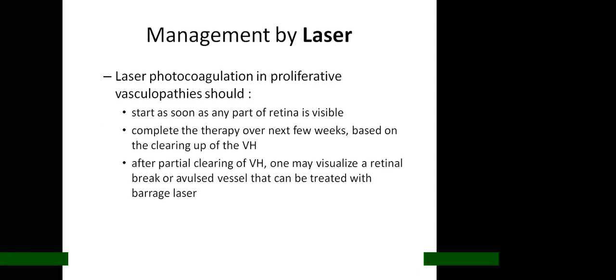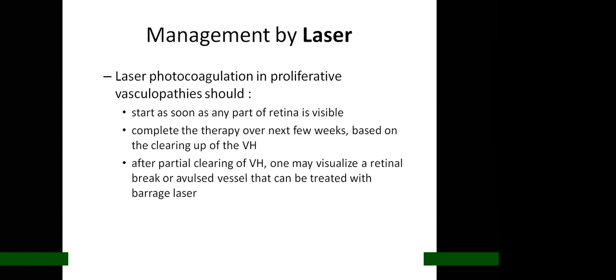So management by laser will be for cases of proliferative vasculopathy. This will be for mild to moderate vitreous hemorrhage. You want to start as soon as any part of the retina is visible. Sometimes you may not be able to do the whole retina, you do what you can see. So it will be staged PRP. You'll probably do it every 3 to 4 weeks.